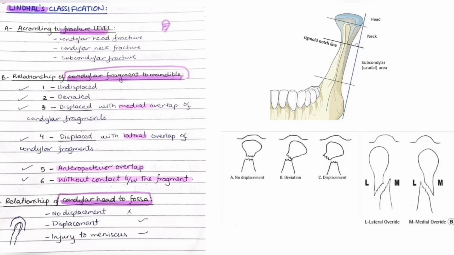There is undisplaced fracture, deviated or displaced fracture, displaced fracture with lateral overlap, and displaced fracture with medial overlap. There is also a fracture with anteroposterior overlap and without contact between the fragments. Next one is the relationship of condylar head to glenoid fossa. If there is a normal relationship between condylar head and glenoid fossa, there is no displacement. If not, there is displacement and there can be injury to the meniscus.